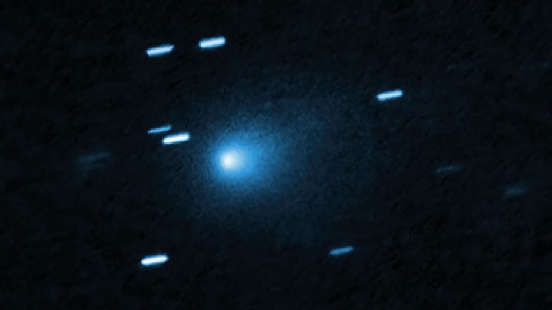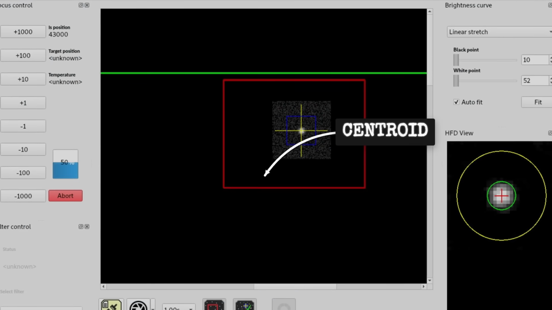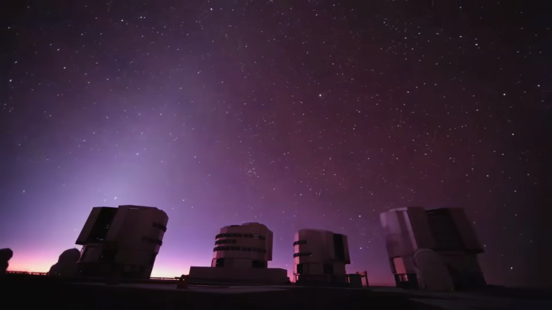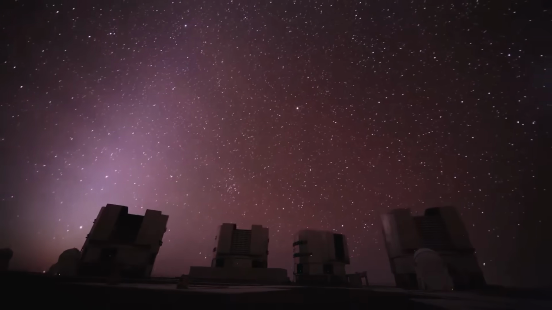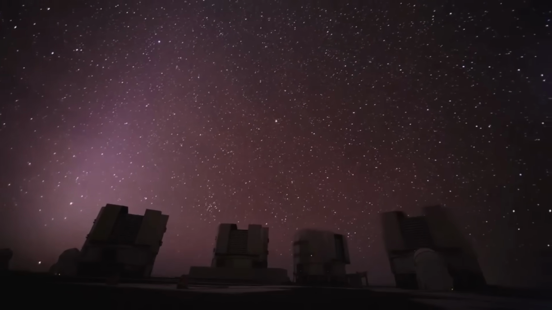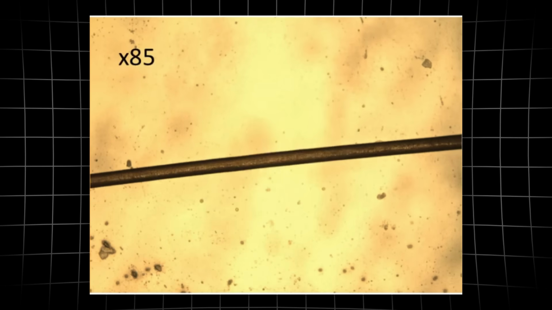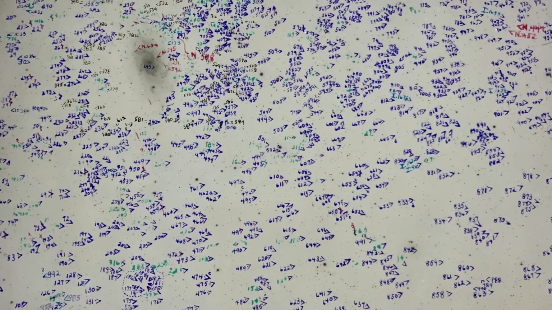Modern digital detectors, known as CCDs, capture the faint glow of Atlas's coma and pinpoint its center of light, or centroid, with astonishing precision. For the best-equipped observatories, a single exposure can yield positional accuracy on the order of a few milliarcseconds, less than the width of a human hair seen from a mile away. But no measurement stands alone.